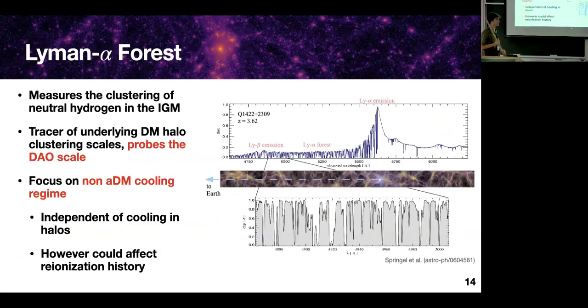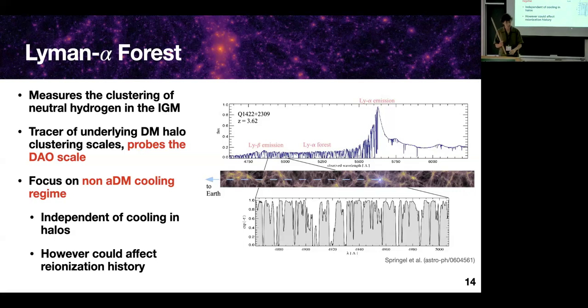Additionally, for late-time cosmological observations, we can look to the Lyman alpha forest. We've already heard a lot about that. It's essentially measuring the clustering of neutral hydrogen in the IGM. And again, this is a tracer of the underlying dark matter halos and probes the DAO scale. So again, there's this idea of separation between cosmological effects, where the DAOs will be imprinted on the matter power spectrum and inferred from Lyman alpha, but we still want to focus on this non-ADM cooling regime because, again, if ADM is cooling and changing the formation of halos in the redshift 10 to 20 range, this is going to affect star formation, affect reionization history, and also come into the measurement of our Lyman alpha forest. So you want to separate out the regions of parameter space that have strong cooling effects.